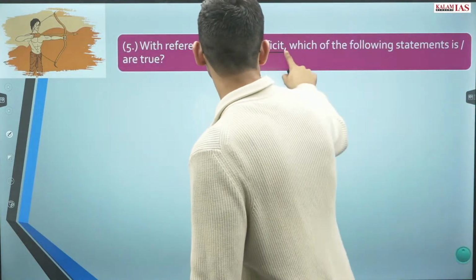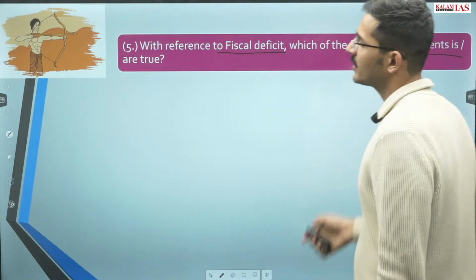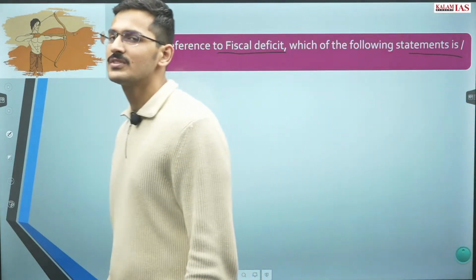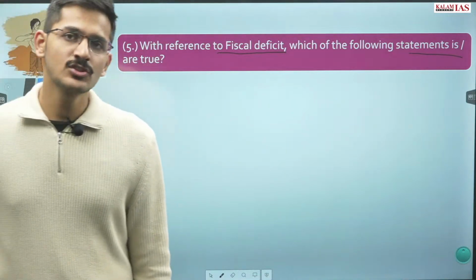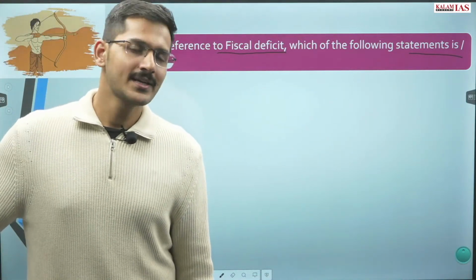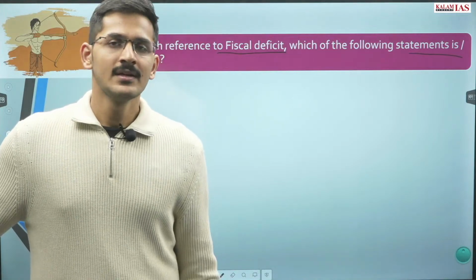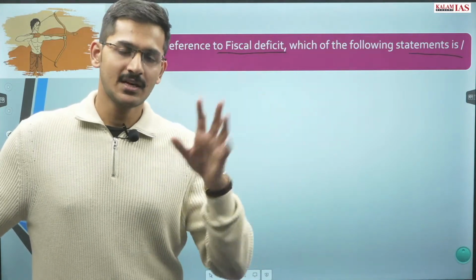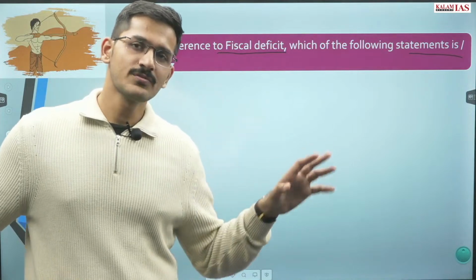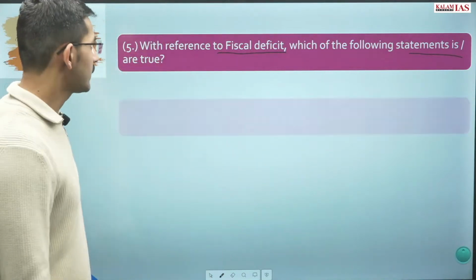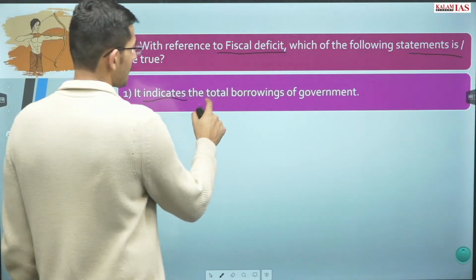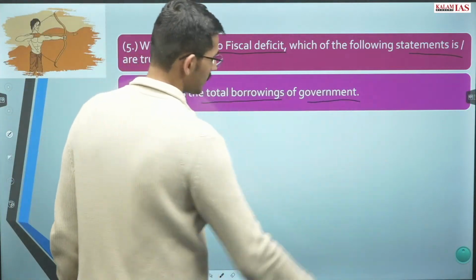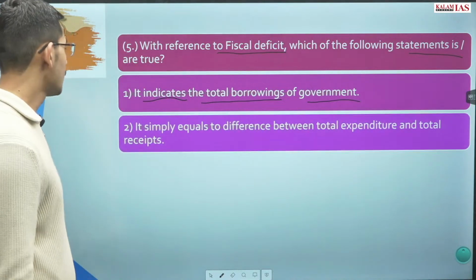With reference to fiscal deficit, which of the following statements is or are true? Now what is fiscal deficit? Fiscal deficit is basically all the expenditure of the government of India minus the non-debt creating receipts of the government of India. That would include revenue receipts as well as capital receipts, except the borrowings. So fiscal deficit is financed by borrowings. Looking at the first statement, it indicates total borrowings of the government. So this statement looks correct.